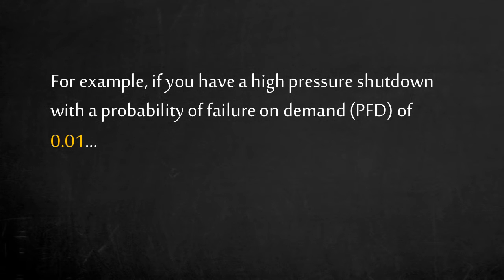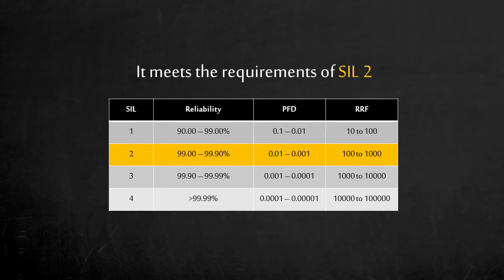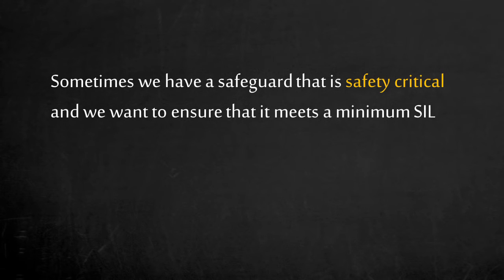For example, let's say we have a high-pressure shutdown that has a probability of failure on demand of 0.01, or in other words, 1% chance of failure on demand. The high-pressure shutdown meets the requirements of SIL 2. Safety functions that meet this safety integrity level are capable of achieving a risk reduction factor of 100 to 1,000. This is a key concept here.